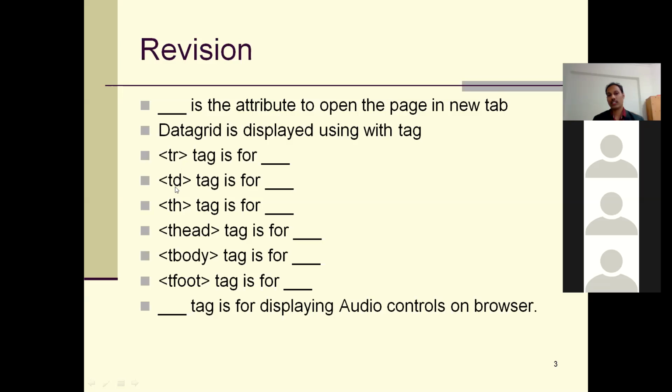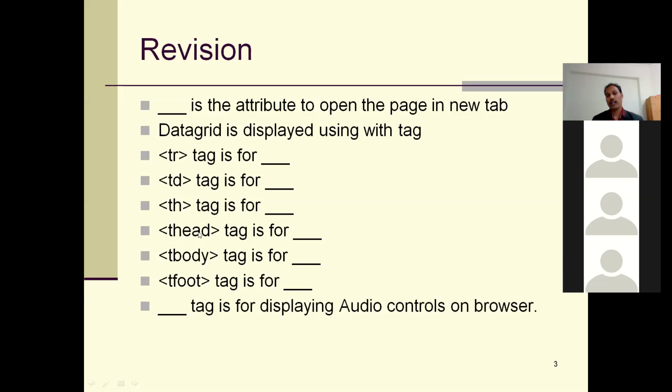Then what about this TD? What do you mean by this TD tag? What is it used for? Table data. Right, you are right. For displaying any data, each column is represented using TD. TD is nothing but table data. And what about TH? It's also the column in the header. So TH is for the column in the header, and we say it as table header.